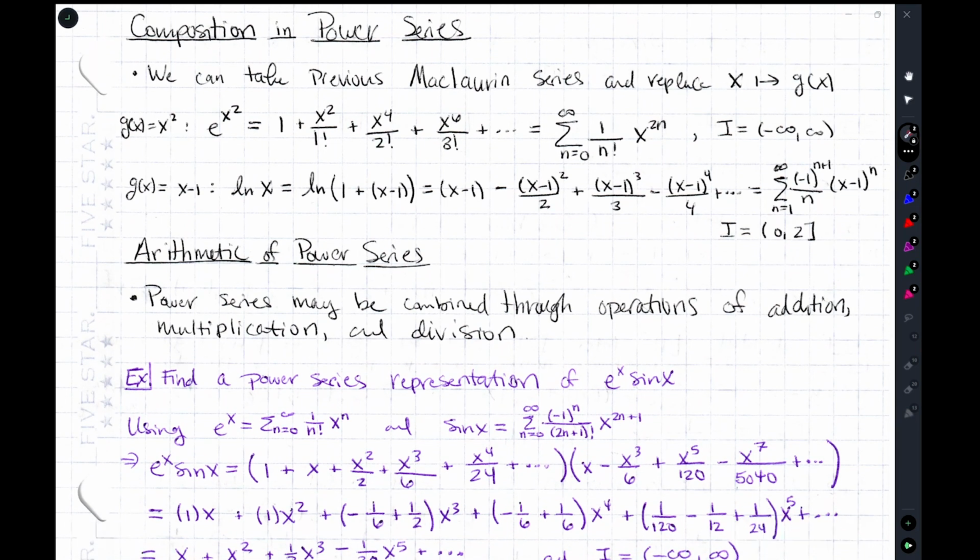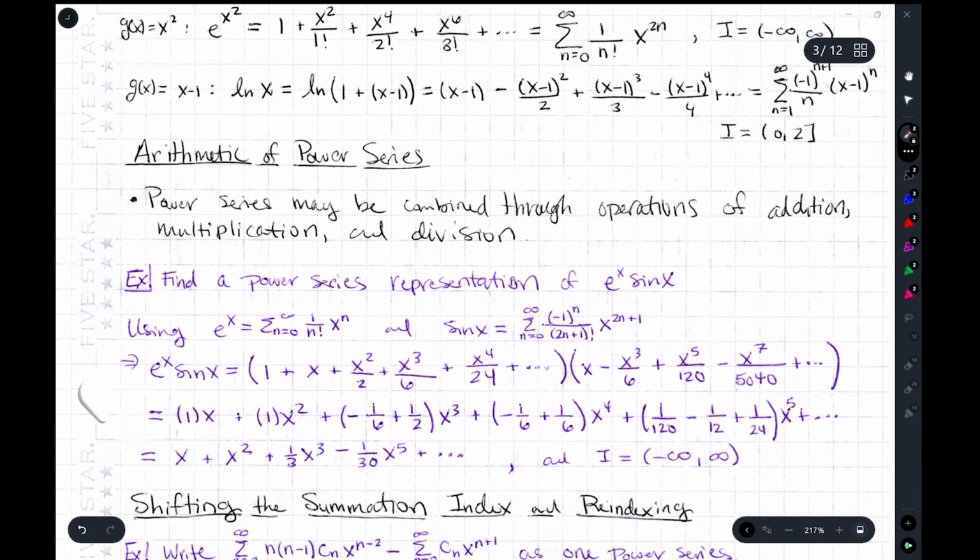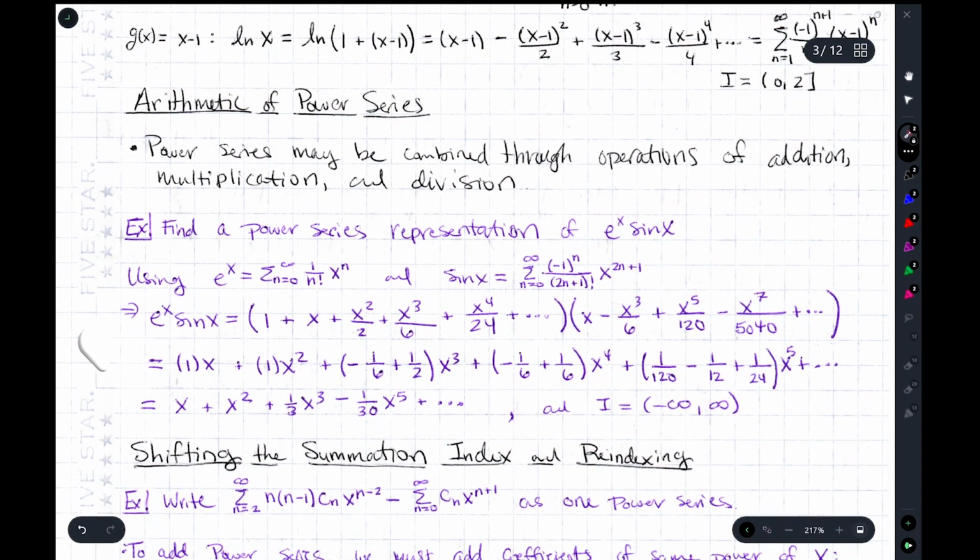Now we could do arithmetic on power series. Power series may be combined through operations of addition, multiplication, division. And let's just look at a concrete example here rather than just doing this kind of general theory. So we have e to the x sine x, okay? e to the x has this Maclaurin series. Sine x has this Maclaurin series. And if we want the Maclaurin series of e to the x sine x, well, here's an idea. Take both and multiply them together. Okay, you do that term by term.